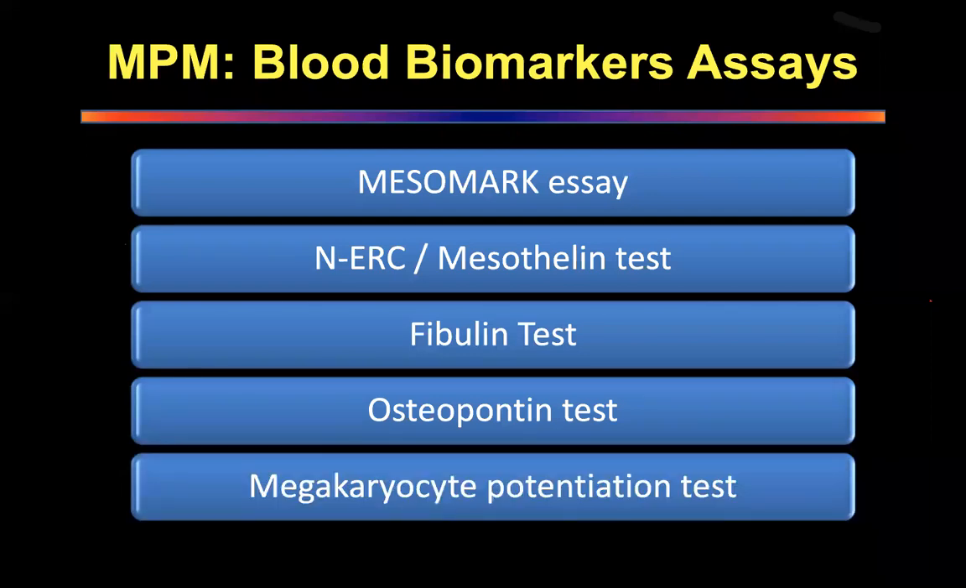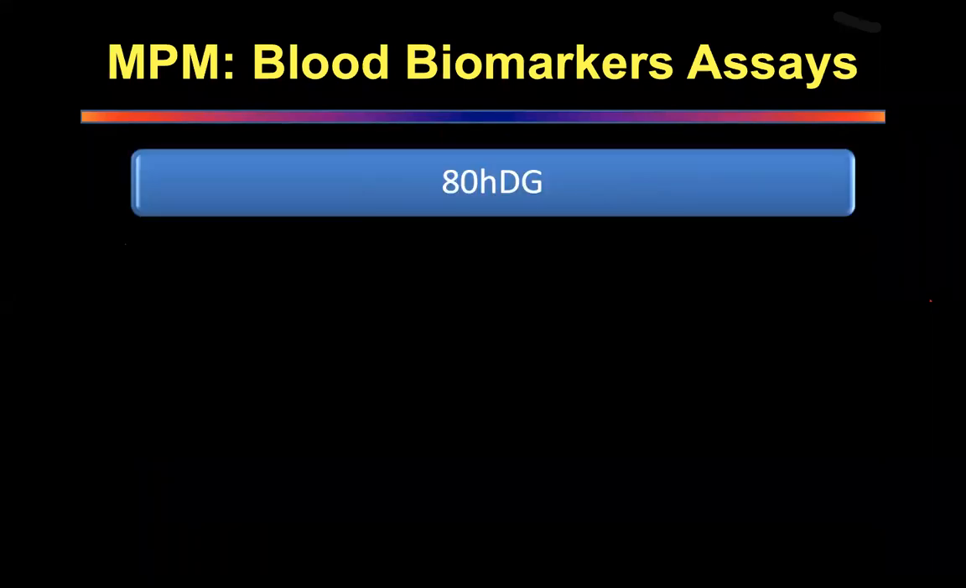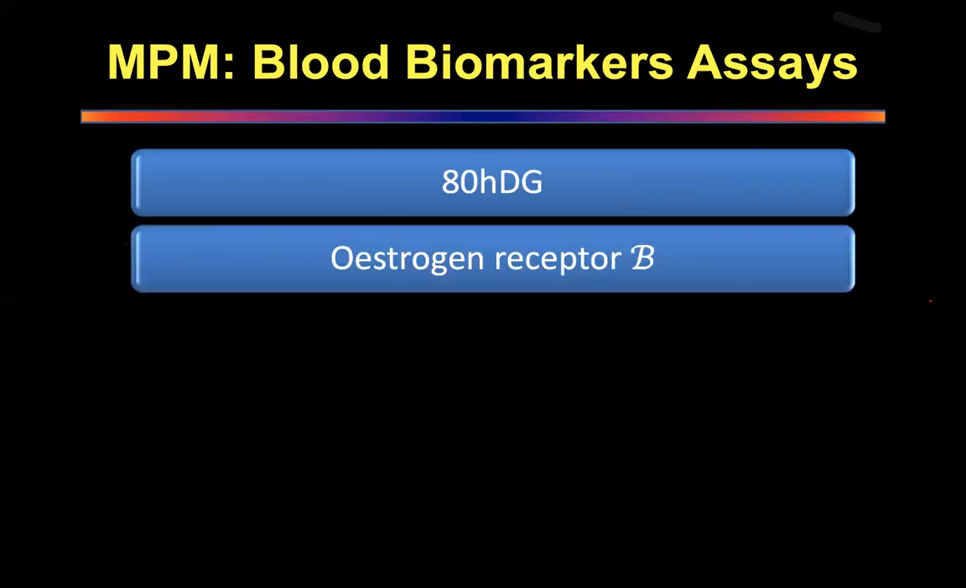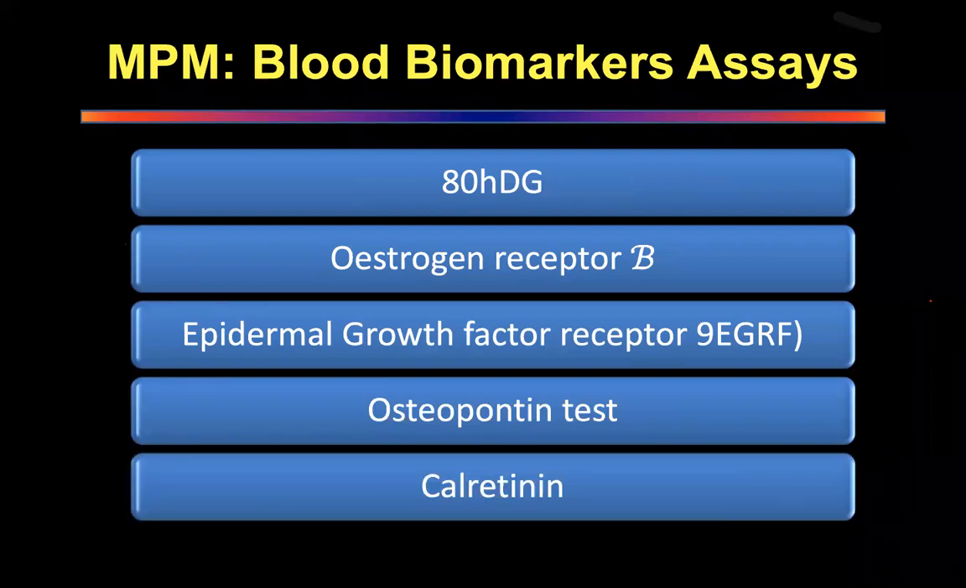There is something called megakaryocyte potentiation test. There is lesser information on these ones. These will actually come up in future. So ATHDG, estrogen receptor beta, epidermal growth factor receptor, which is EGFR. I'm sorry about the 9, it was supposed to be a bracket. Osteopontin test, I said, and then calretinin, calretinine. So calretinine is another test.